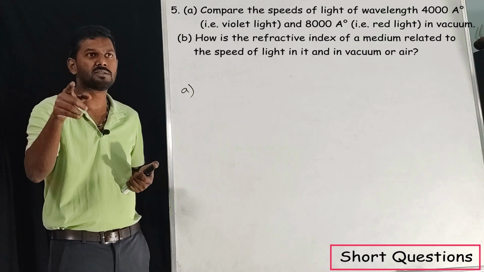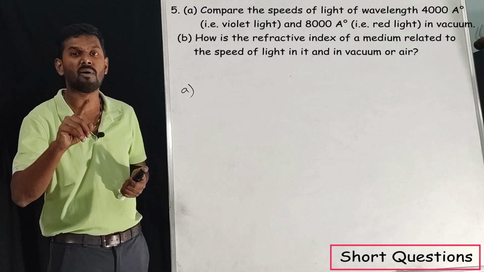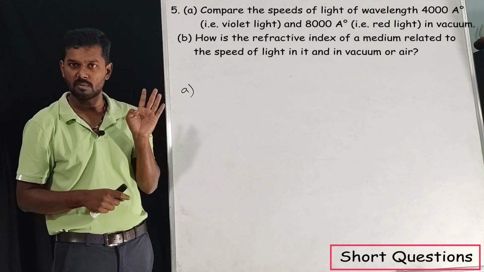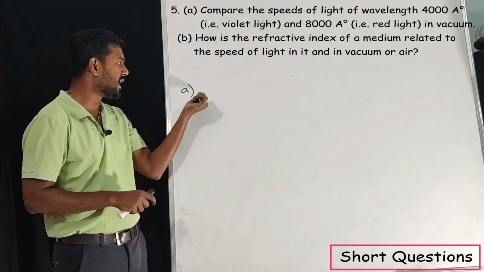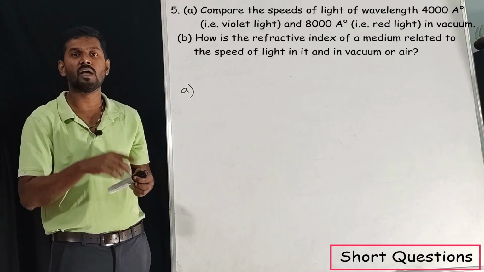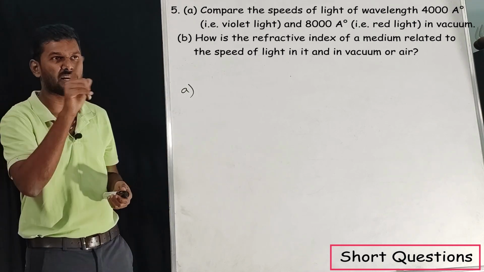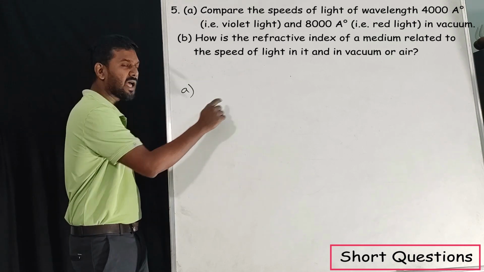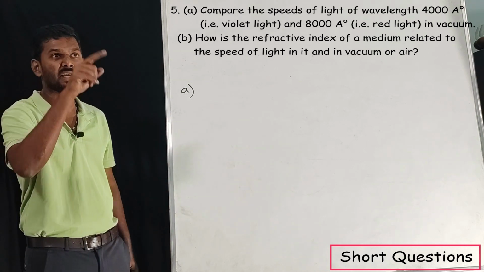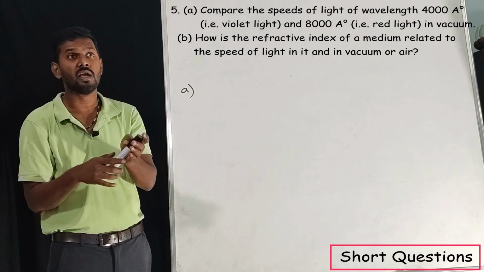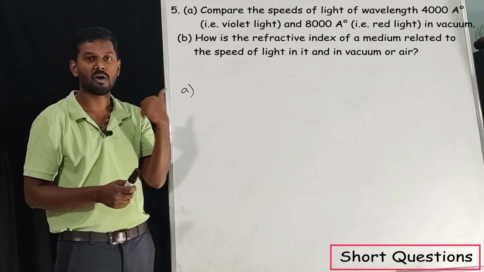See, for comparison, you have to write the answer in the form of ratios if the values are given. 4000 Angstrom, 8000 Angstrom, the values are given. You have to write the answer in terms of ratios. If the values are not given, you have to write which is greater and which is lesser. That is nothing but comparison. Here in this question, they have given the values, so we have to write the answer in the form of ratios.